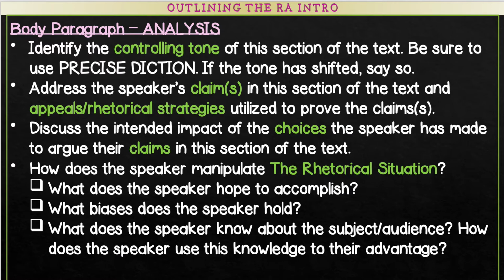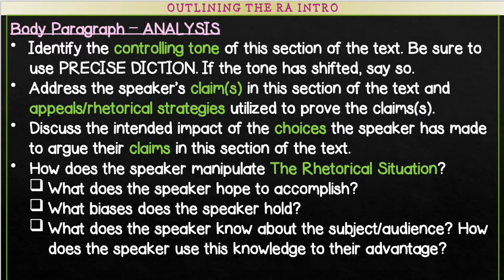First, you want to identify the controlling tone of this section of the text. I like to tell my students to take the text beginning to middle to end and identify the tone in each paragraph, in each body paragraph that they write. The controlling tone of the section will allow you to check off that tone part of SpaceCat and allow you to discuss author's intentions more easily.